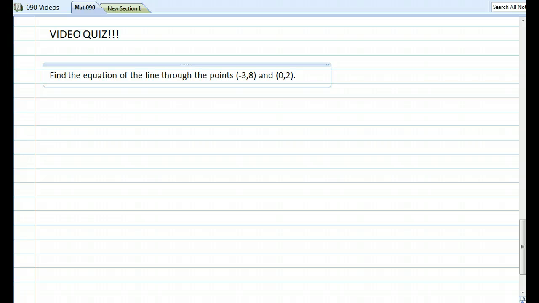Okay, for this video quiz, you're going to find the equation of the line through the points -3, 8, and 0, 2. Just make sure your final answer is in the appropriate form, and that would be slope-intercept form.